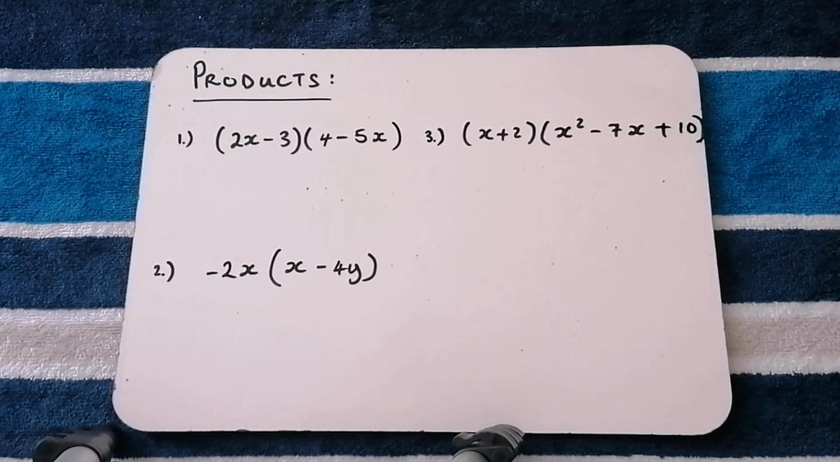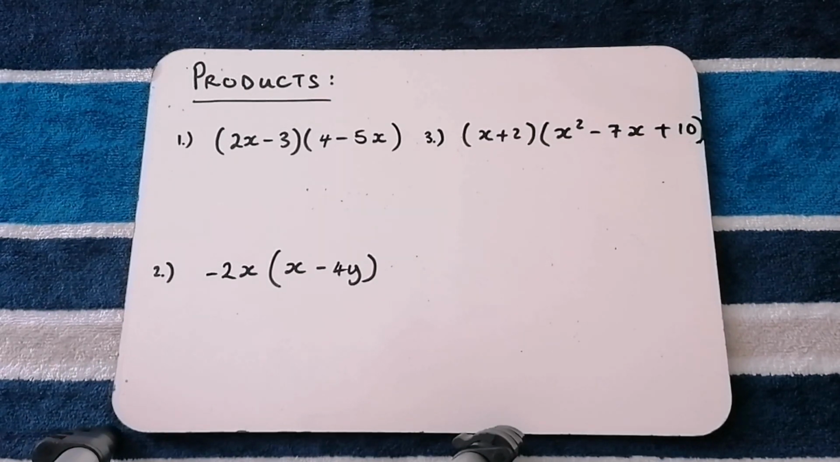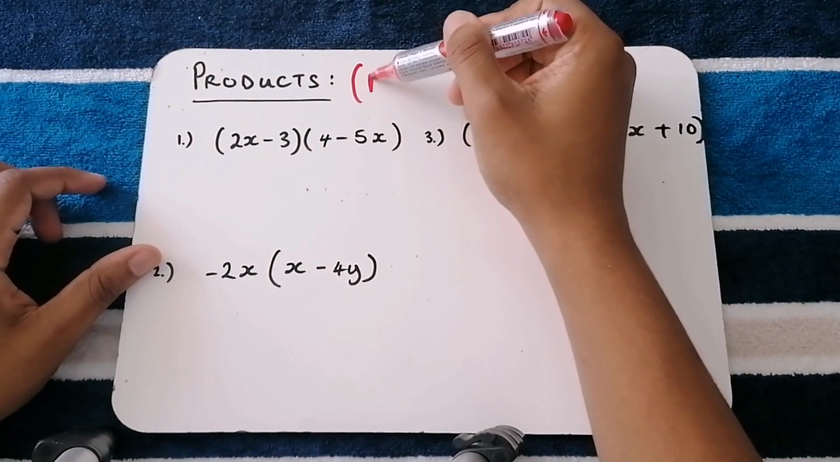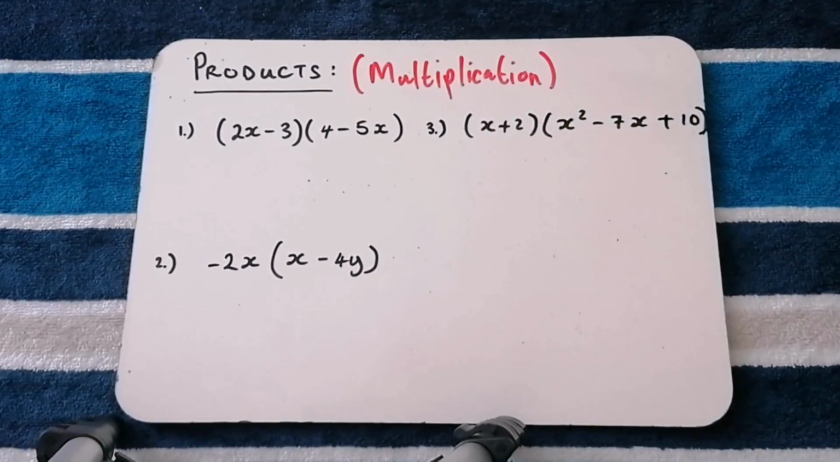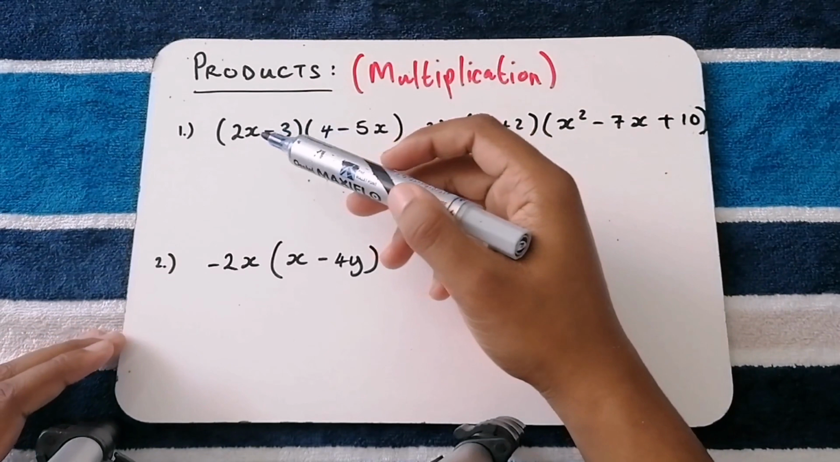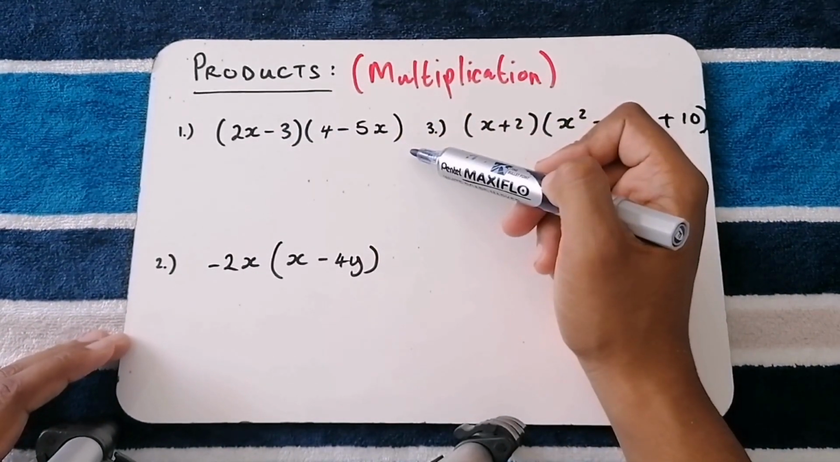In today's lesson, we're going to be looking at products. Now, when I say products, I'm not referring to the things you'll find at the supermarket. Rather, products in mathematics refers to multiplication. And here we'll start with question 1, where I have to multiply the two binomials.